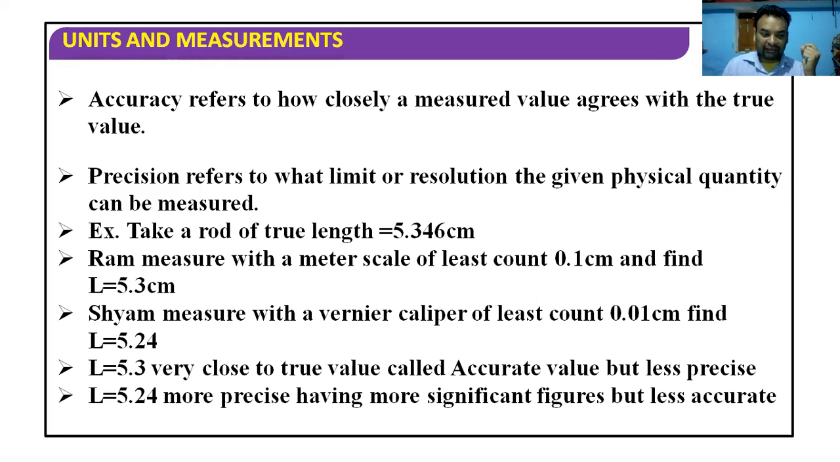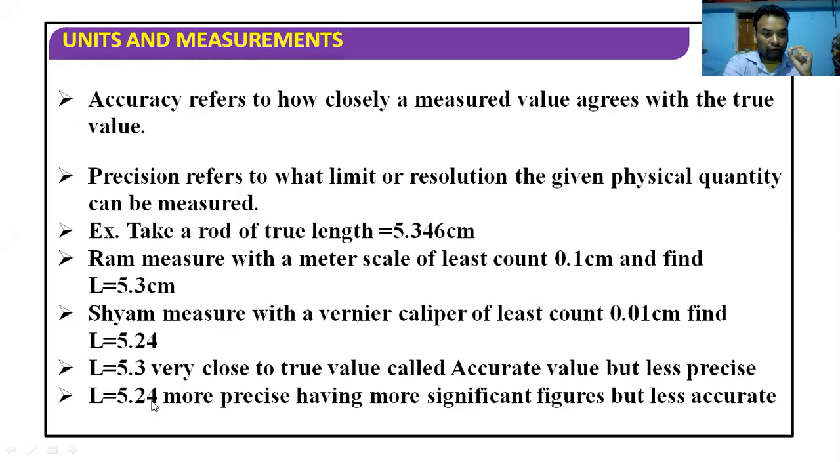So in the first case, length is equal to 5.3. It is very close to the true value. See, the true value is 5.346 and Ram's value is 5.3. So Ram's value is very close to the true value. That's why it is called the accurate value. We will call it accurate but less precise. It is accurate, meaning very close to the true value, but less precise. Now, what is the meaning of less precise? We will understand when we see Sham's data. And Sham's data shows L is equal to 5.24.